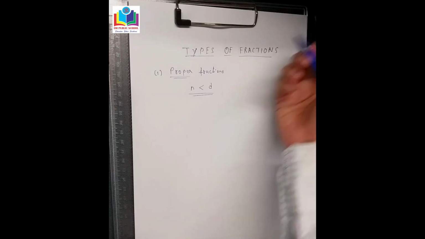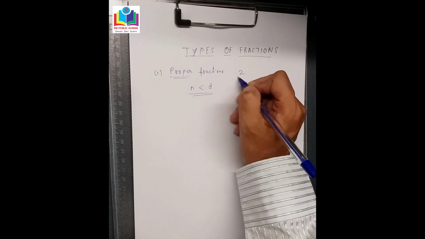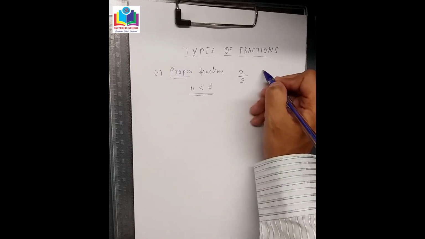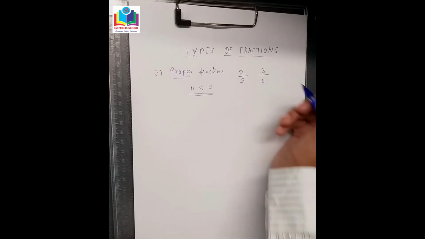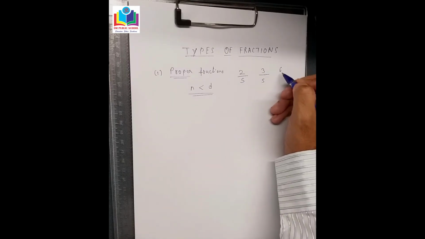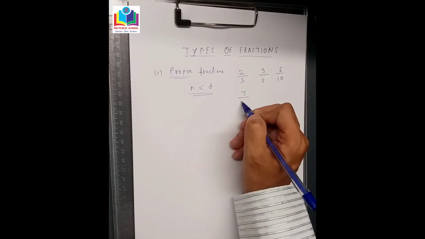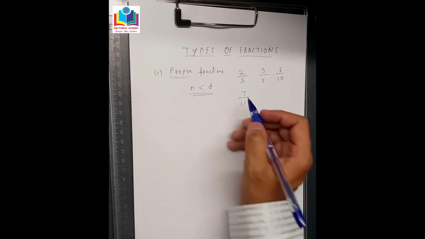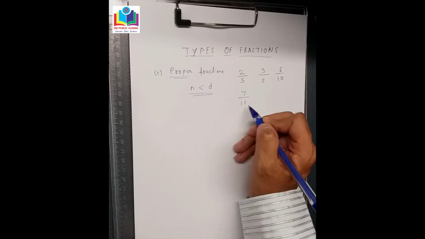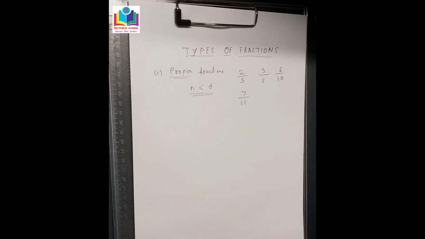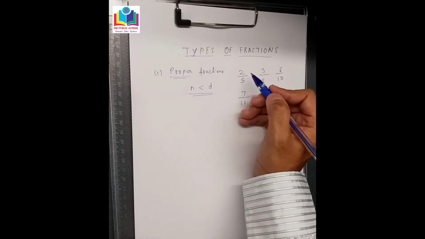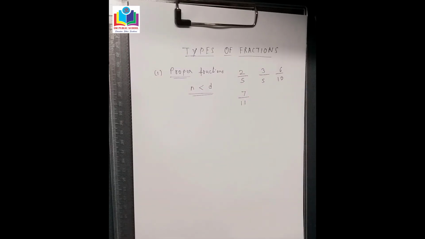Let's check a few examples. 2 by 5, proper fraction. 3 by 5, proper fraction. 6 by 10, proper fraction. 7 by 11, etc. Anywhere the denominator is greater than the numerator, or I can say the numerator is less than the denominator, is known as a proper fraction.